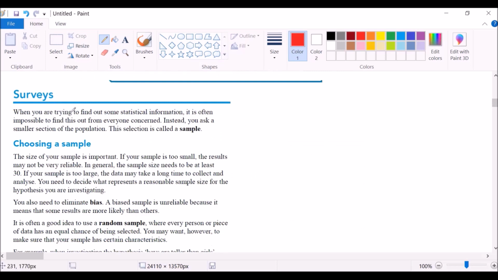Now let's move on to surveys. When you are trying to find out some statistical information, it is often impossible to find this out from everyone concerned. Instead, you ask a smaller section of the population. This is called a sample. When you are choosing a sample, your sample size is very important. If your sample is too small, then the results may not be very reliable. In general, you need a sample size of 30.